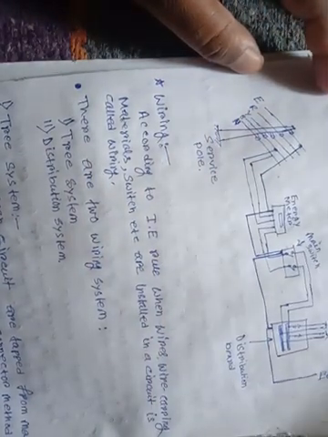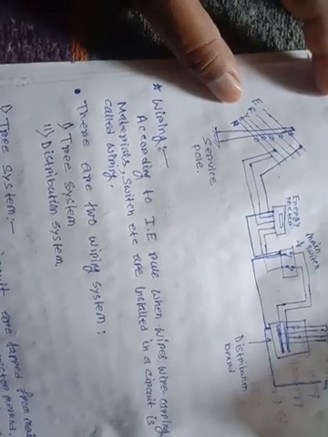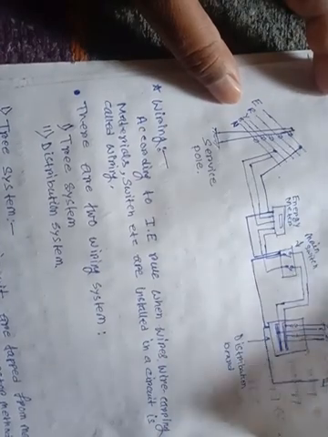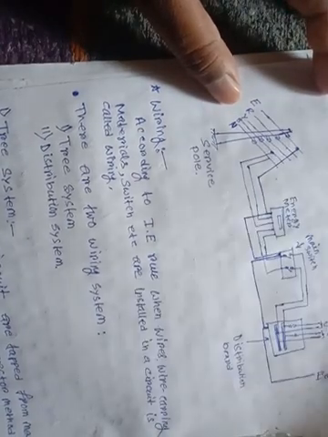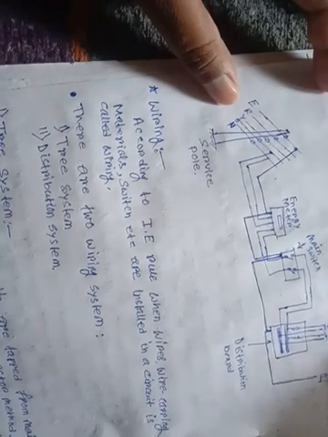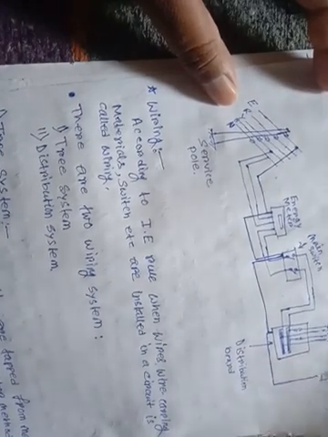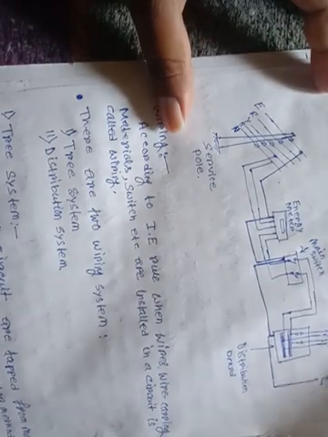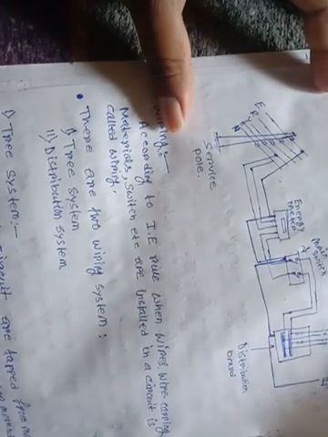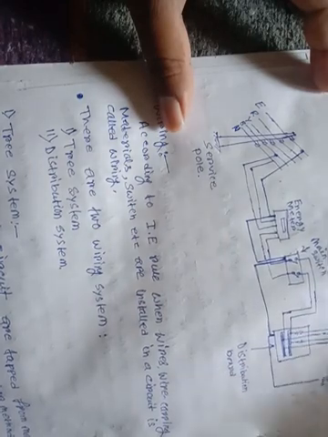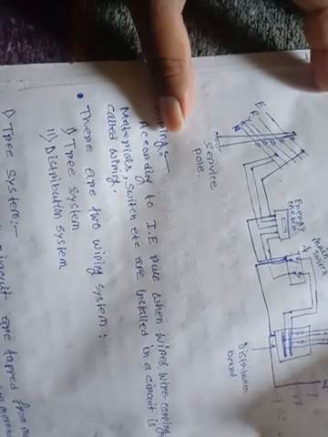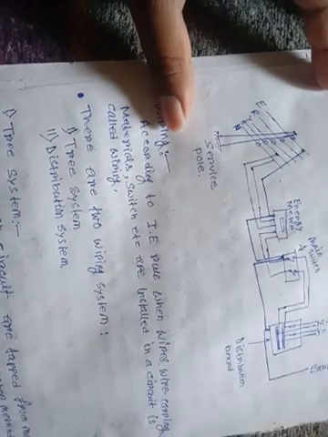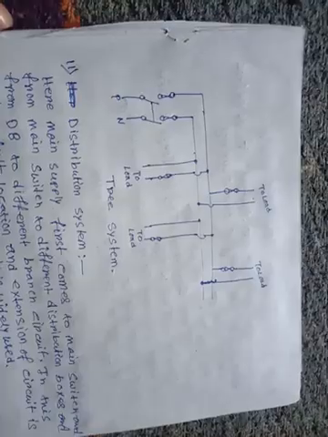Nowadays it is obsolete because it is very difficult to locate faults and there is more line drop. In tree system wiring, different types of faults occur and it is very difficult to find out the fault location. This is the tree system. Second system is the distribution system.